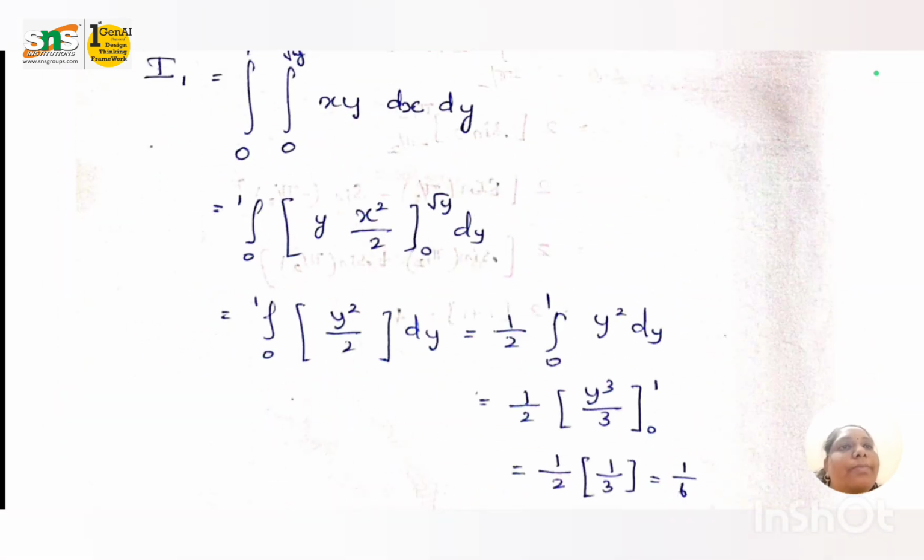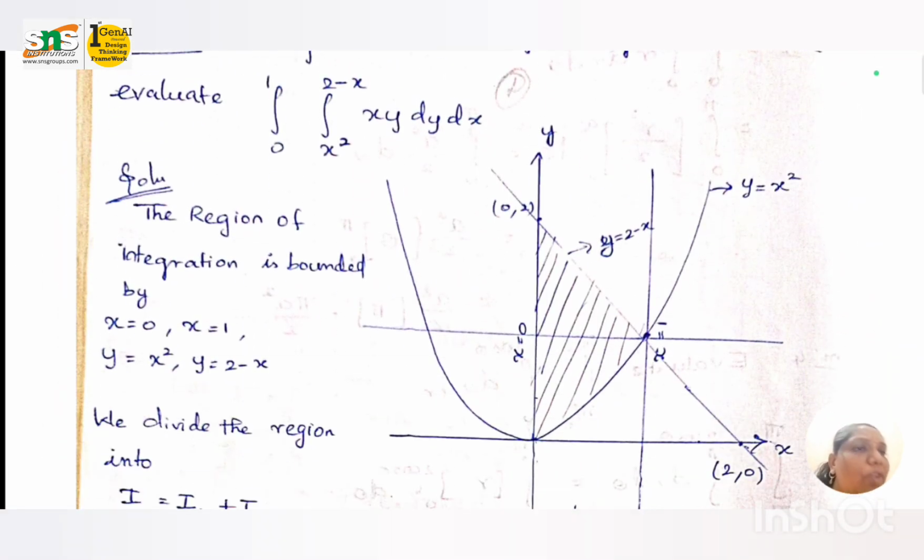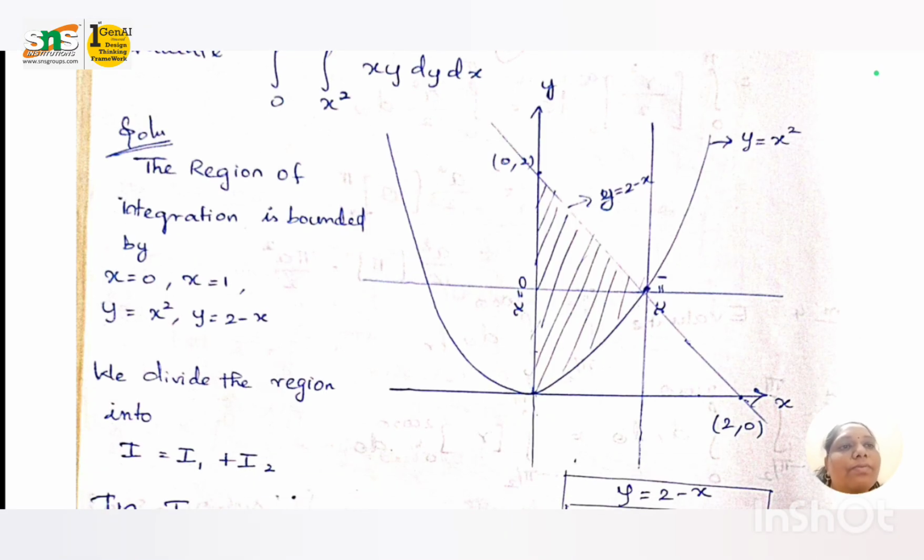So the first problem refers to splitting up the limits, finding the value of each part, and then adding them together to get the total value. Okay, thank you.